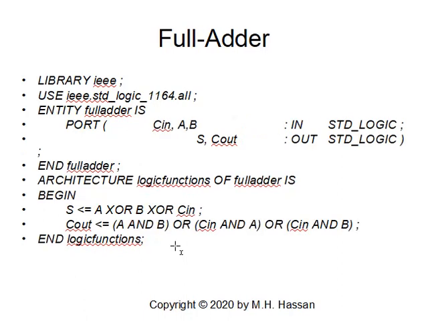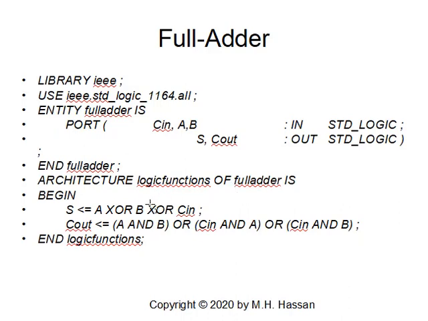The next code is for the full-adder. The same thing, the entity will be defined as full-adder, the entity name. The ports are Cn, A, and B. Those are in. And S and C out, they will be the out. I have the sum and the C out. The architecture logic function of the full-adder will begin.